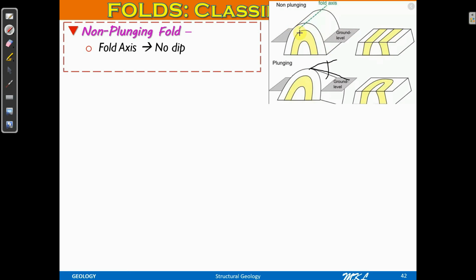So the fold axis is horizontal. If you draw an axial plane, you will get an axial plane like this. Here the fold axis is horizontal, and as it's not plunging, that's why it's called the non-plunging fold, and as it's plunging, it's called the plunging fold. As simple as it is.